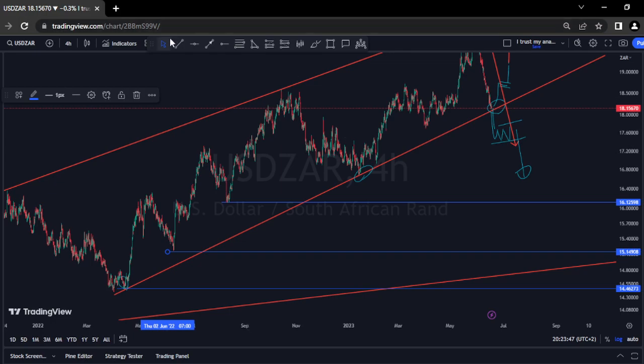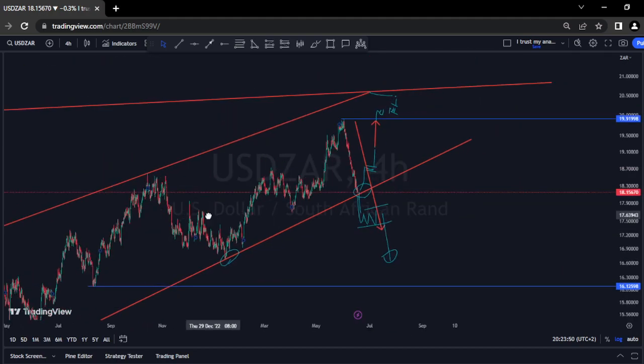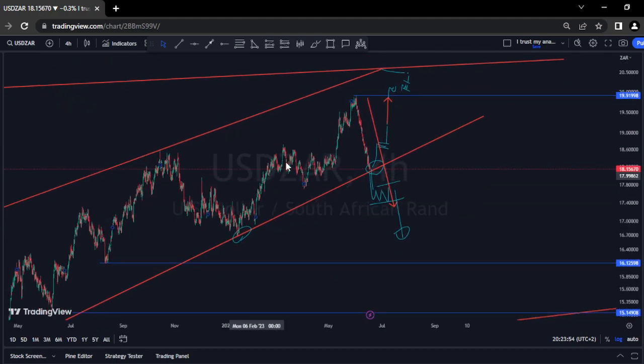So that's it for Usdzar, ladies and gentlemen. I think we went a bit too deep into detail, providing you many possible trading opportunities. So you just need to look out for that, as I will. And the next pair is AUD-USD.